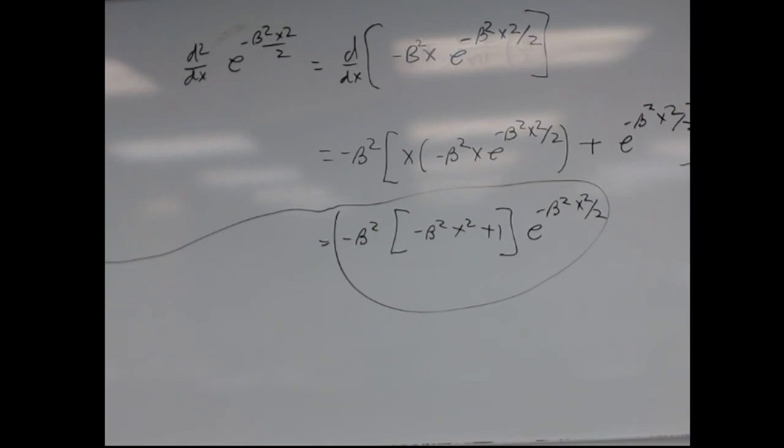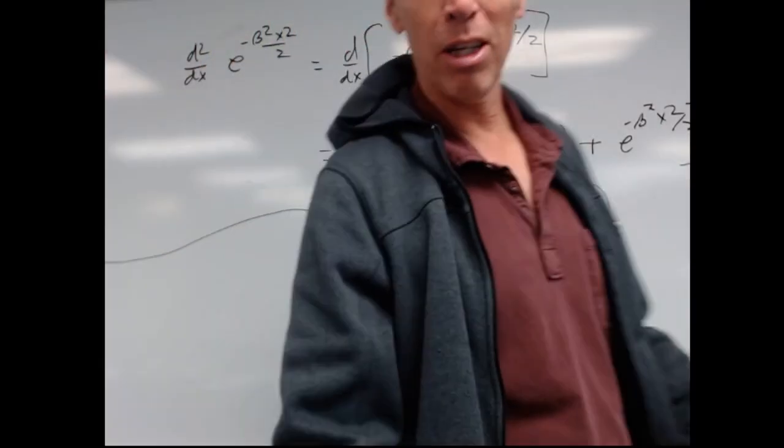H bar over 2m omega. What do we get? H bar over 2? Hey. Yay! We possibly did that right.